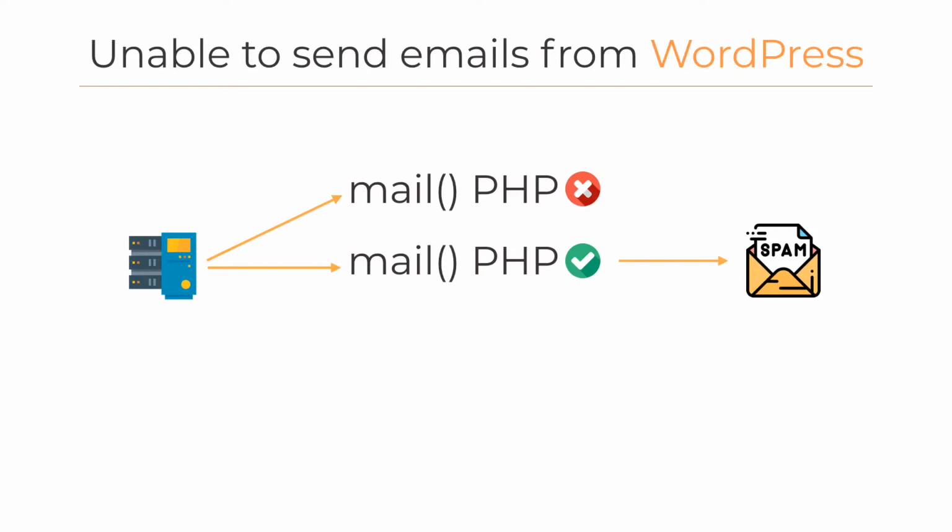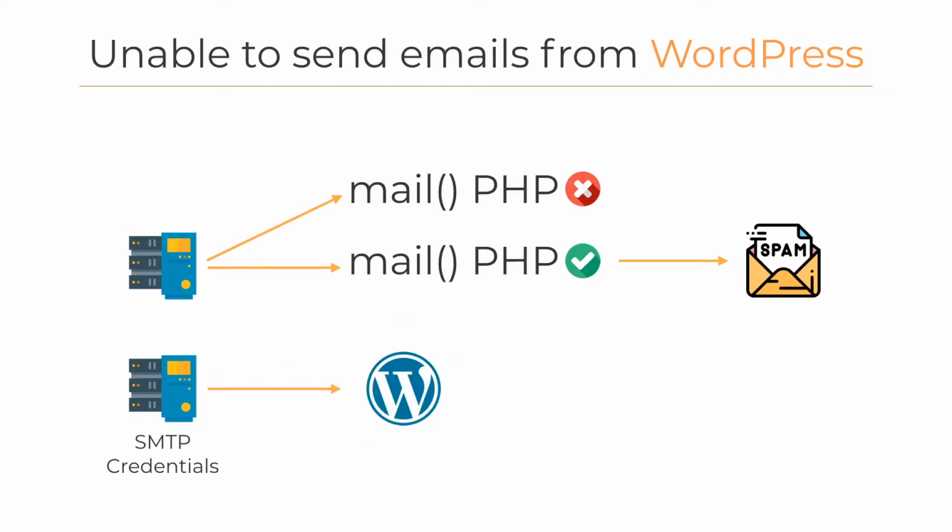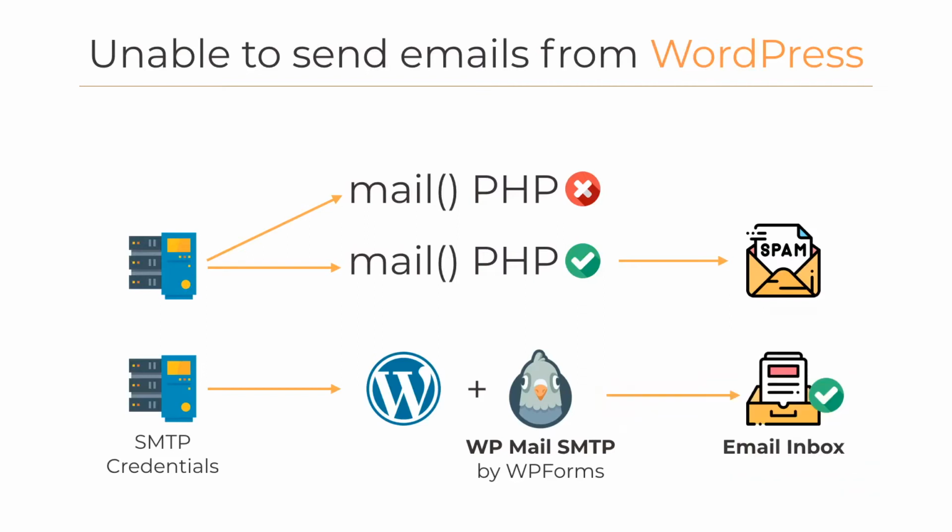In order to send your emails in a secure way, you will need to configure the SMTP credentials of your hosting server in your WordPress admin area, and to do so, you will need to install the WP Mail SMTP plugin for WordPress. Let's see this process step by step.